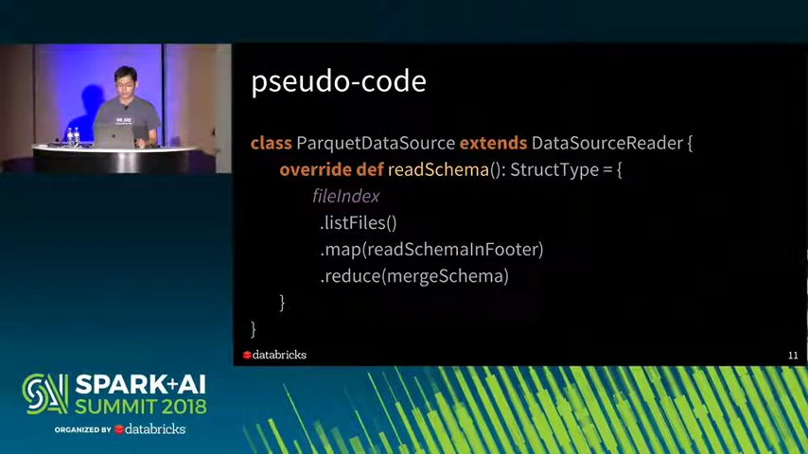We can implement the logic in the main interface, data source, which Wenchen already introduced. First, we find all the Parquet files, and then we read all the schema from their footers. Finally, we merge them to get a final version. In this step, we already know how to read the data in the way of single thread, so this is good.